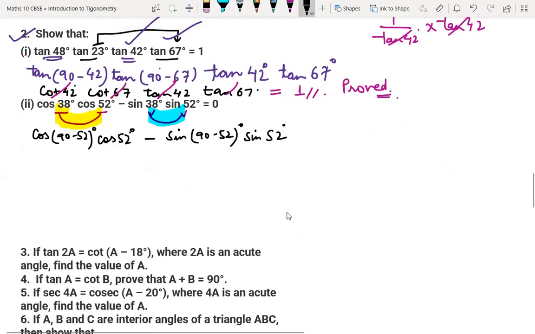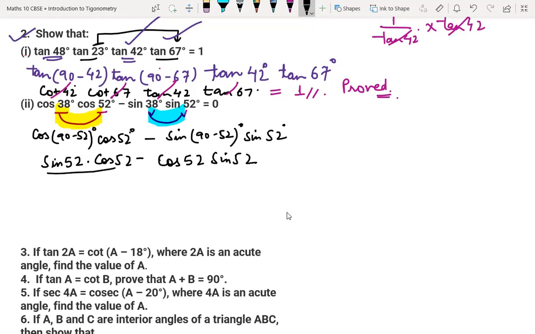So cos 90 minus 52 is nothing but sin 52. And cos 52 as it is you write, minus sin 90 minus 52, which is cos 52, and sin 52. So both are the same. See, if you see here, both are the same. If both are the same and you subtract them from each other, what do you get as the answer? 0.